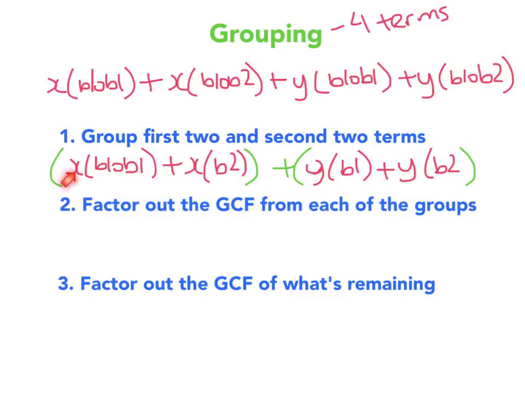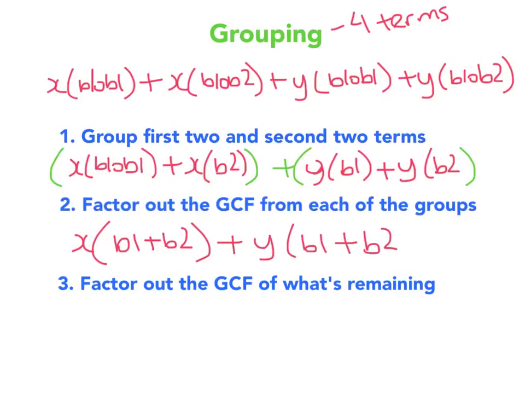So if we look at the first group here, we see that they both have an x in common. So we can factor that out, and that leaves us with blob 1 plus blob 2. And we can do the same with the second two terms. We see that they both have a y, so we'll take that out, and that gives us y times blob 1 plus blob 2.